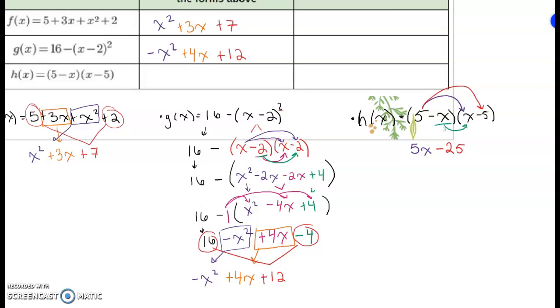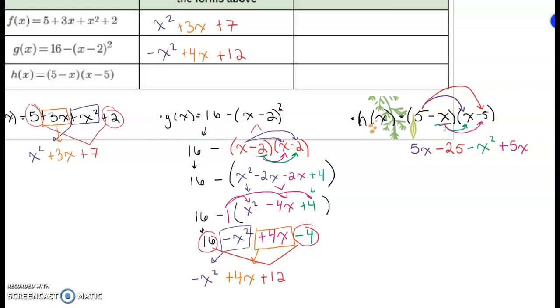Now we have a negative x times a positive x. That's going to give me a negative x squared. A negative and a positive give me a negative. And then two negatives actually give me a positive. x times 5 would give me 5x.